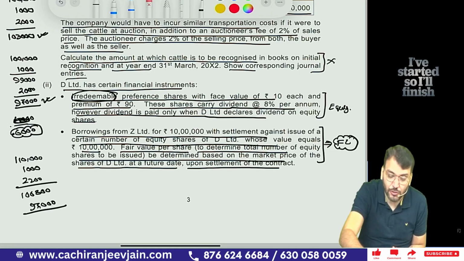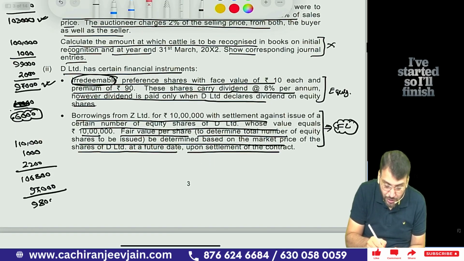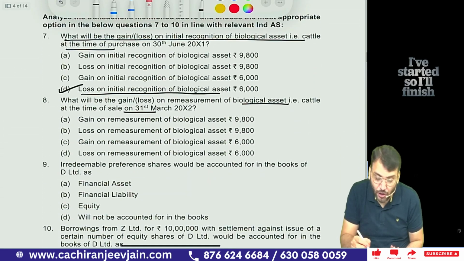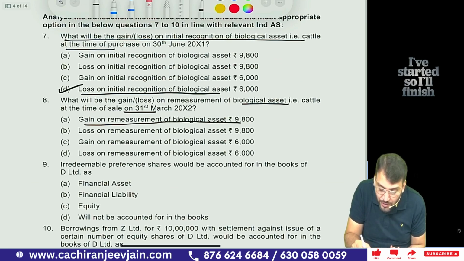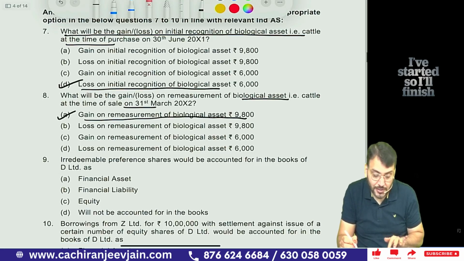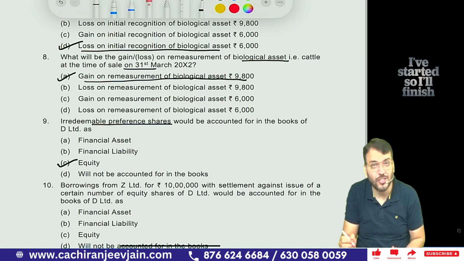Minus of 97,000, how much increase has happened? 9,800. So subsequent measurement is a gain of 9,800. Got this point? So you can see the gain on remeasurement of biological asset is 9,800. This is correct. Option number A is correct. Chalega? Yes, sir. Then irredeemable preference share would be accounted as equity. Option number C is correct.